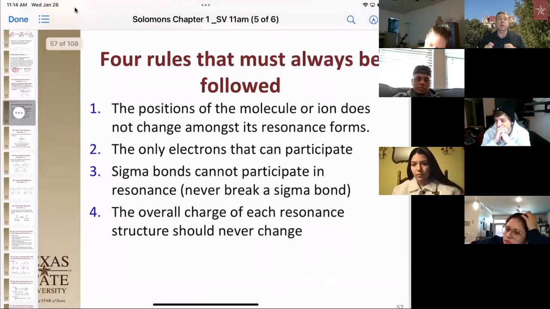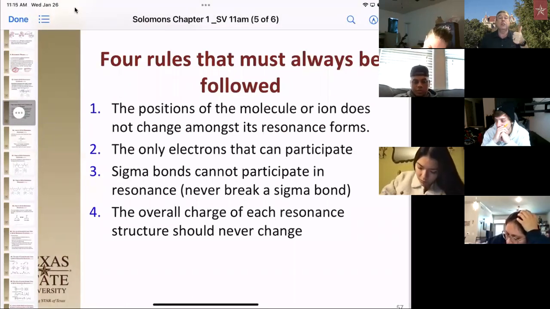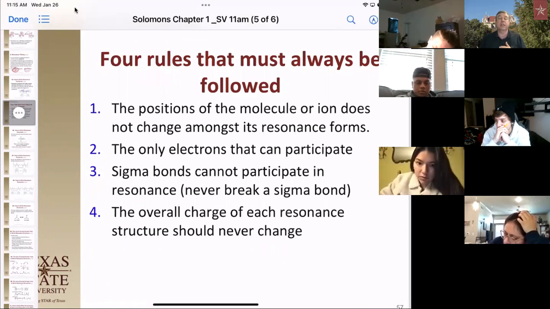So we have 4 rules for resonance. Number 1, the position of the atoms in the molecular ion do not change in the resonance forms. Atoms don't move. That's what number 1 says. Number 2, only electrons move. Okay. Number 3, sigma bonds, single bonds, that first bond we make does not participate in resonance. There'll always be that single bond. We never break sigma bonds. Okay. Number 4, the overall charge of the resonance structure should never change.